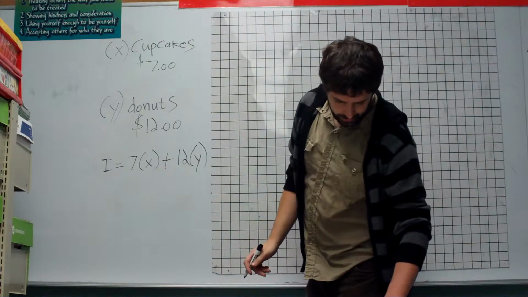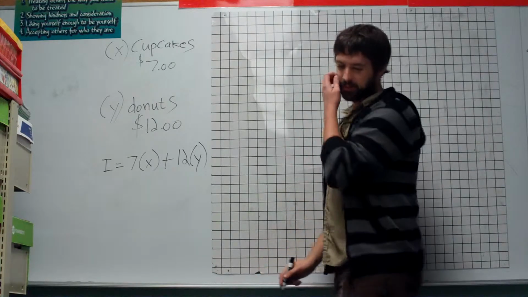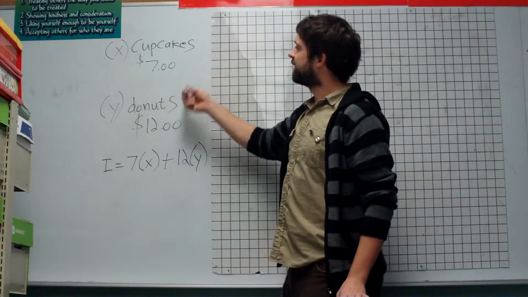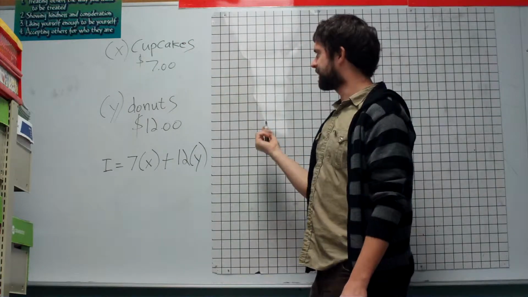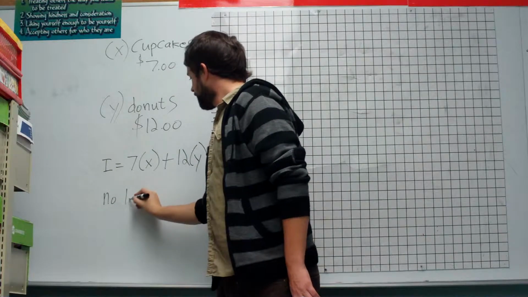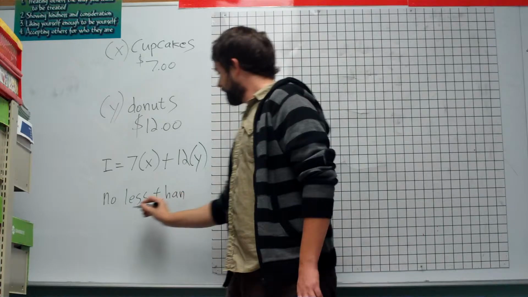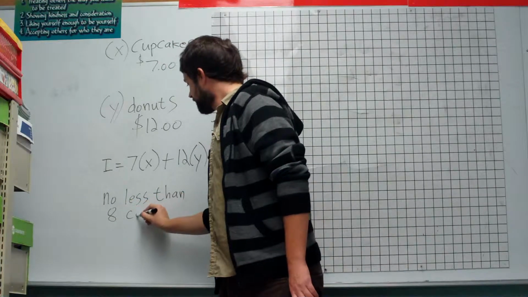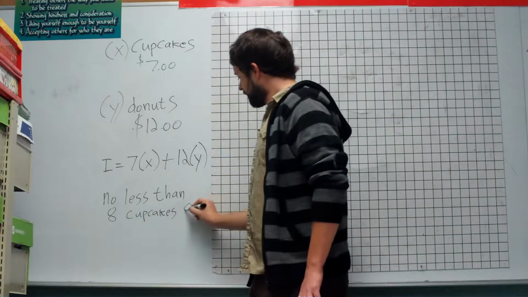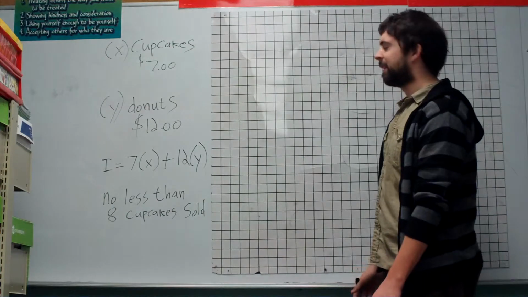Next on the portfolio, in the problem you're going to be given some constraints. So for instance, we'll say I want no less than 8 cupcakes sold. So I want to sell no less than 8 cupcakes.